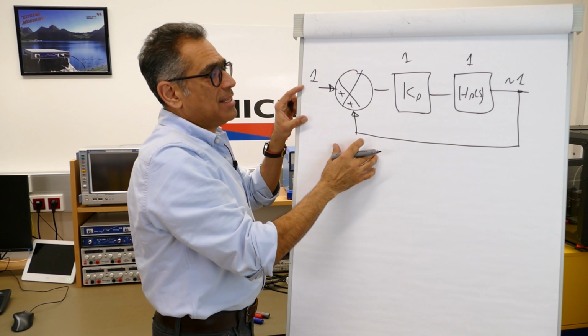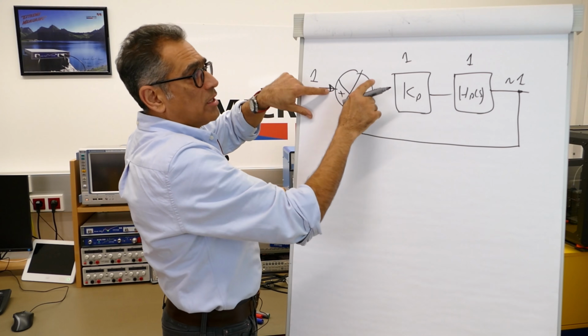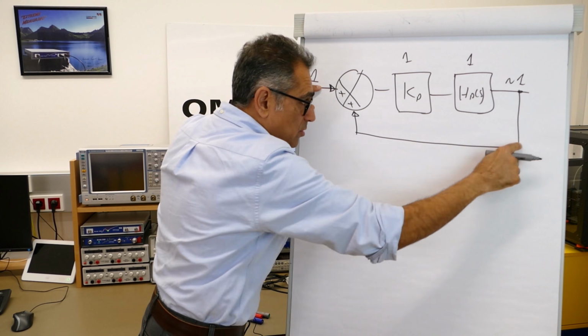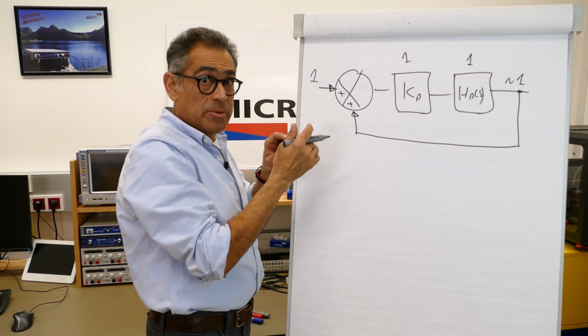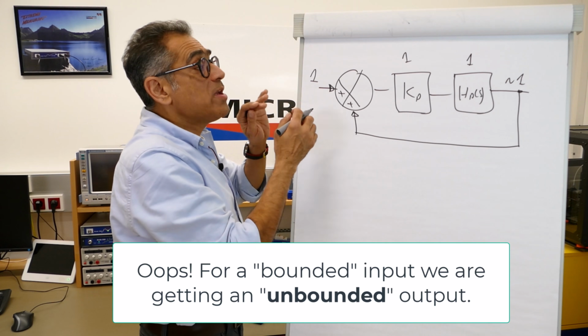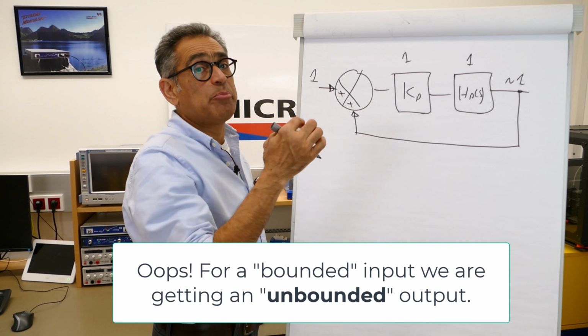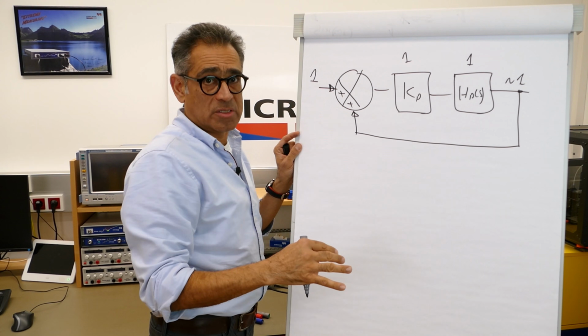You can immediately see that this system is going to be unstable. And the reason is 1 plus 1 is 2, times 1 is 2, then it goes back, plus 1 is 3, 4, 5, and for a bounded input, you're getting an unbounded output, and therefore it's unstable. So we can just say right now that if you've got a positive feedback with a gain of 1 or bigger, it's going to be unstable.